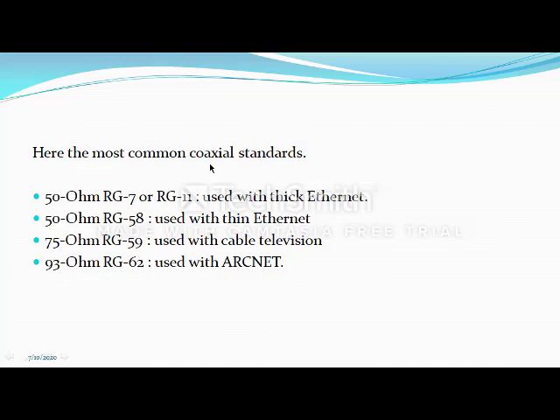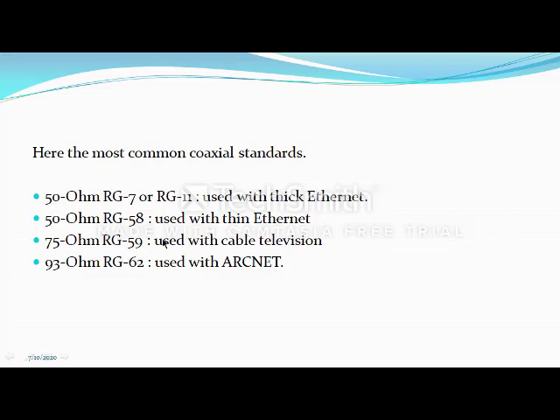Most common coaxial standards. What is the resistance? What type is it? What is the standard? RG means radio government. So this is a standard for the coaxial cables. 50 ohms RG7 or RG11 is used with thick Ethernet. 50 ohms RG58 is used with thin Ethernet. 75 ohms RG59 is used with cable television.